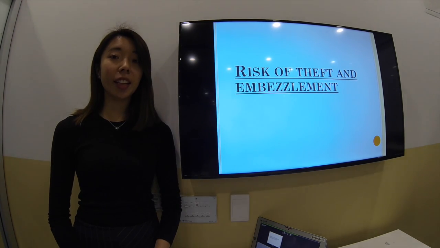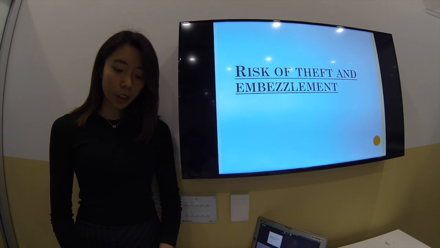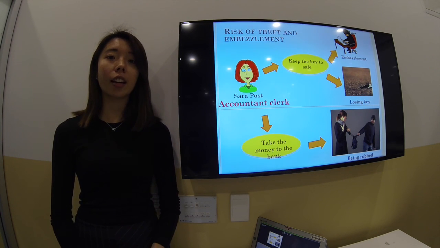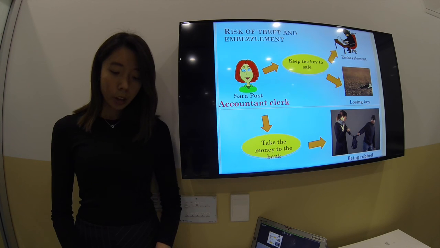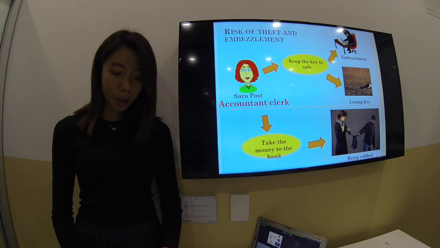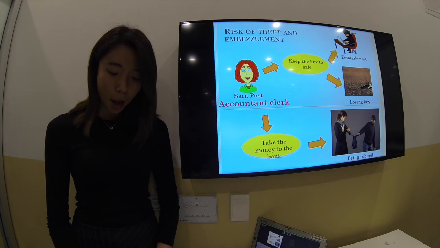Secondly, there is the risk of theft and embezzlement. Since the key to the safe is held by the accounting clerk, Sarah Post, and she will take the money to the bank, the risk of theft and embezzlement will occur. Since all the money is controlled by Sarah, it will be easy for her to steal the money, as she can manipulate accounts of the financial statements in order to hide her offense.